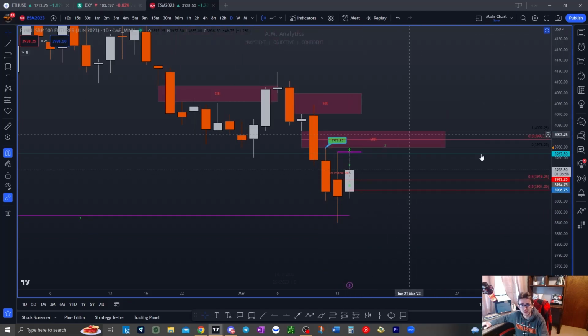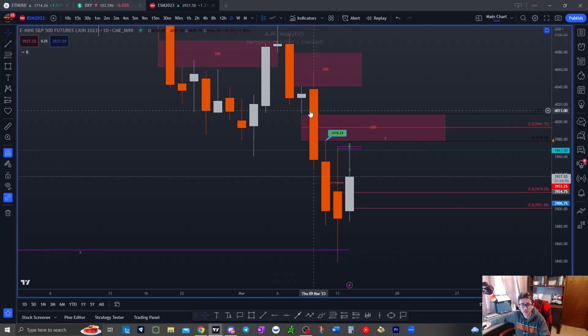So what creates a SIBI? SIBI is a sell side imbalance, buy side inefficiency, and that's when there's a displacement in price. And now I'm looking for the buy side inefficiency to get filled. So there's an imbalance in the sell side and there's an inefficiency of a buy side. So we want to see the buy side come up in it, just like it did up here.